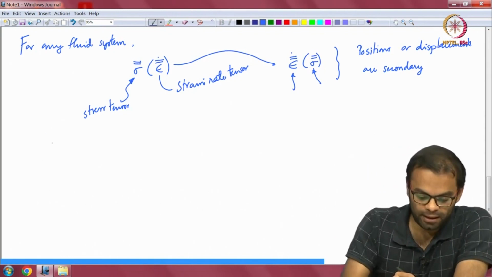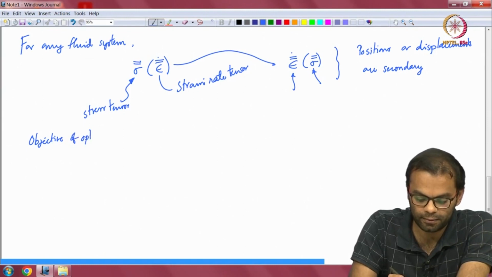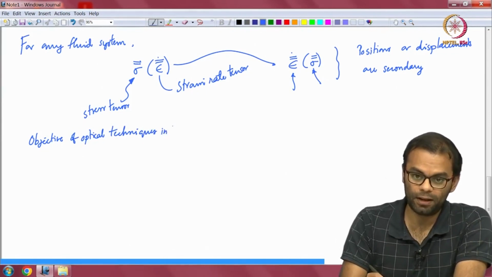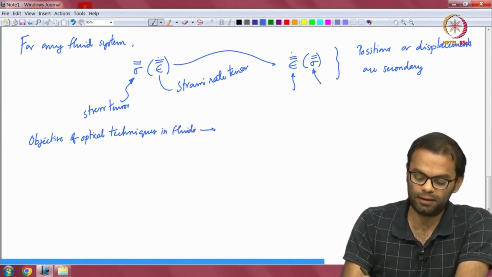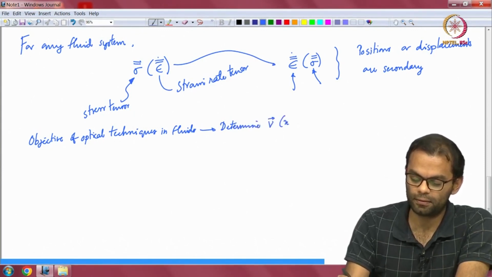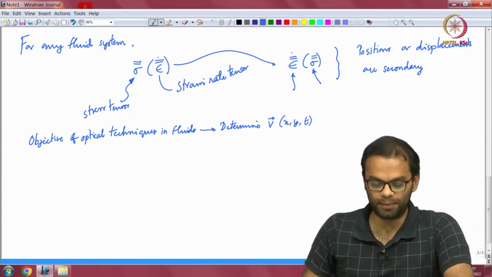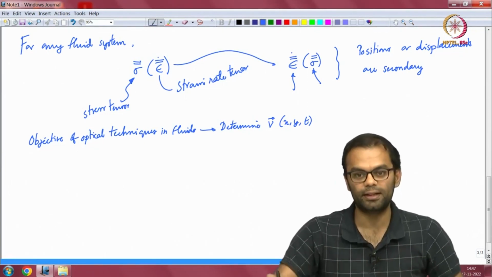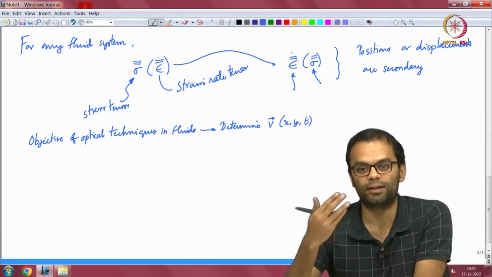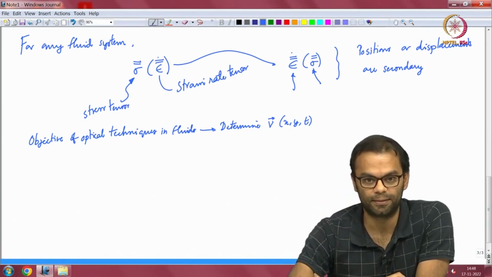So, the main objective of most optical techniques in fluids is to determine the velocity, okay. So, everything is centered around velocity determination, PIV, PTV, all those techniques are based on the fact that you need to determine the velocity. Once you know the velocity, you can sort of infer what the stresses are by taking gradients and evaluating strain rate tensors and so on.